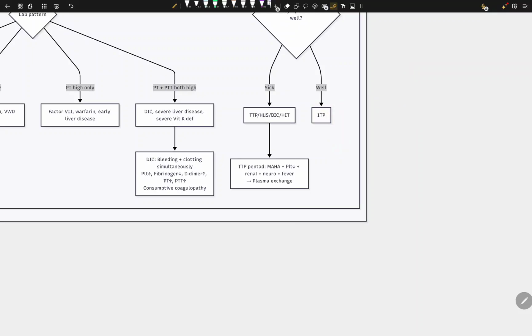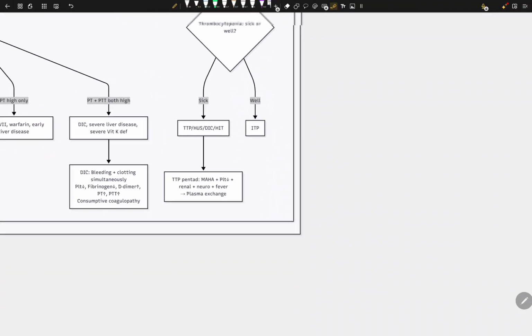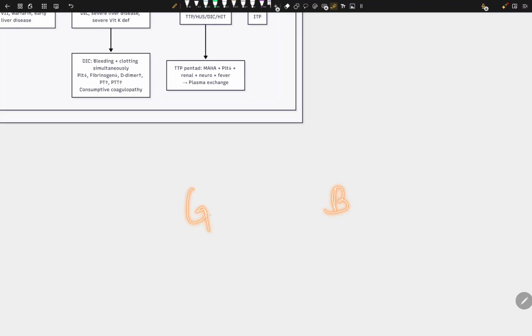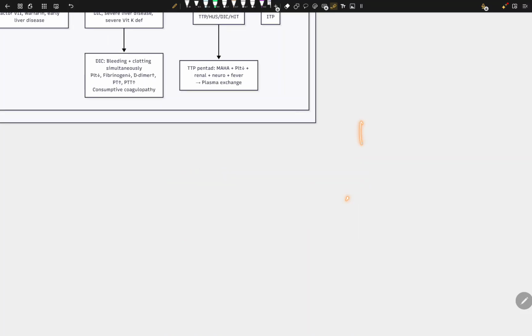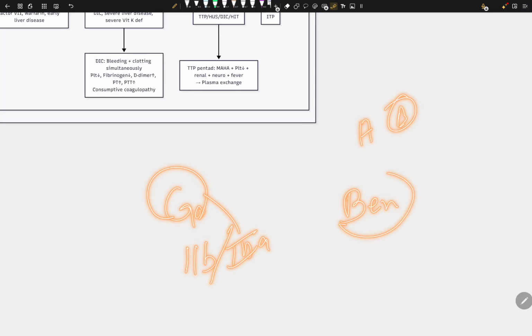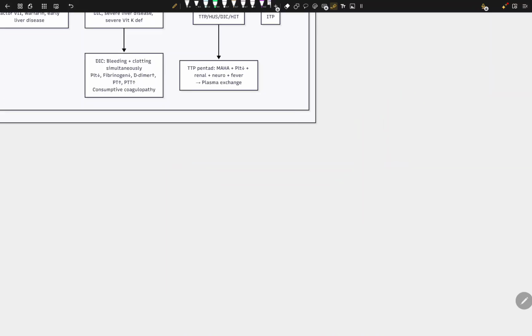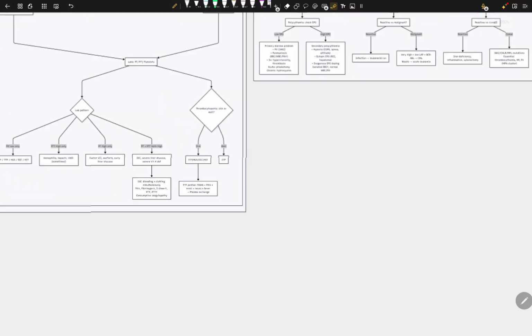Okay, Glanzmann. So we have two syndromes: Bernard and Glanzmann, right? I remember that B comes first. Bernard and Glanzmann, so G comes way after B, right? A, B comes before. So Bernard goes here, and Glanzmann goes here. So Glanzmann goes for 2b/3a, the later proteins, and Bernard actually goes for 1b, right? So that's Bernard right there. Okay, so we have problems like this.